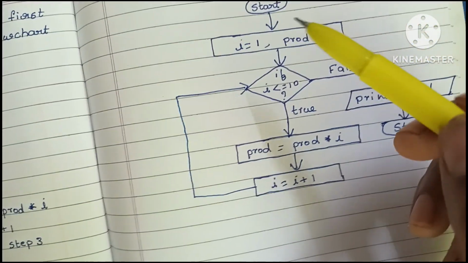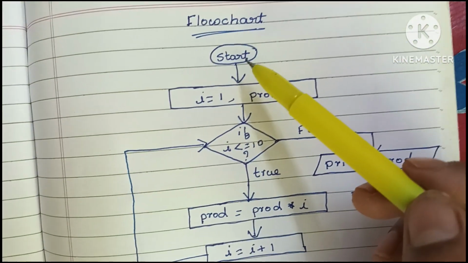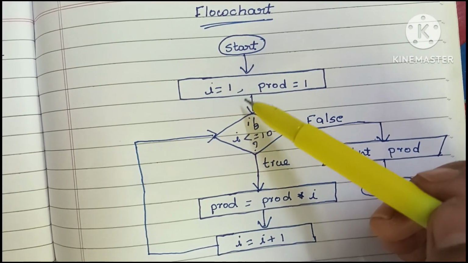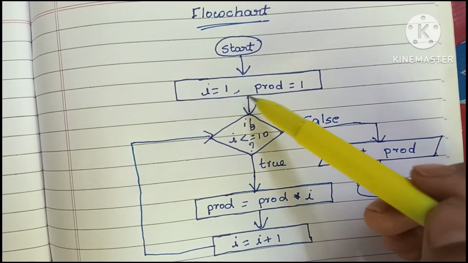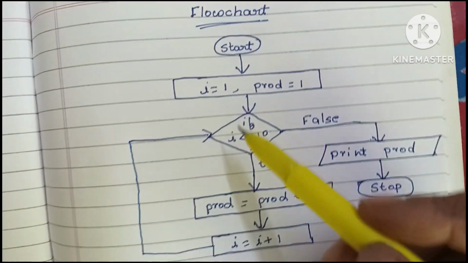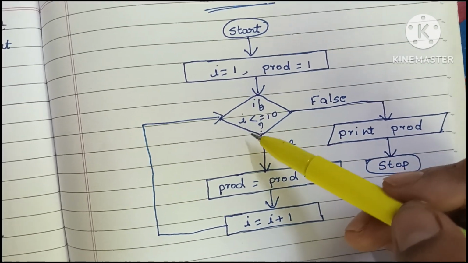So guys, this is the flowchart to find the product of first 10 natural numbers. It starts with a start statement. It is written within an oval shape. Next we have to declare I is equal to 1 and product is equal to 1. It is written within a rectangular shape. Next we have to compare. Comparison is done within a diamond shape.